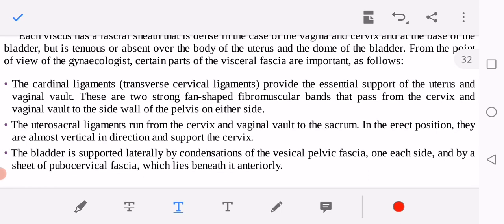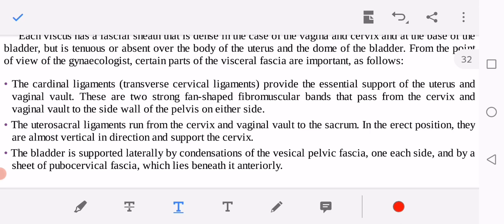The cardinal ligament, which we also call the transverse cervical ligament, provides the essential support of the uterus to the vaginal wall. There are two strong fan-shaped fibromuscular bands that pass from the cervix and the vaginal wall to the side wall of the pelvis on either side. These are the cardinal ligaments.